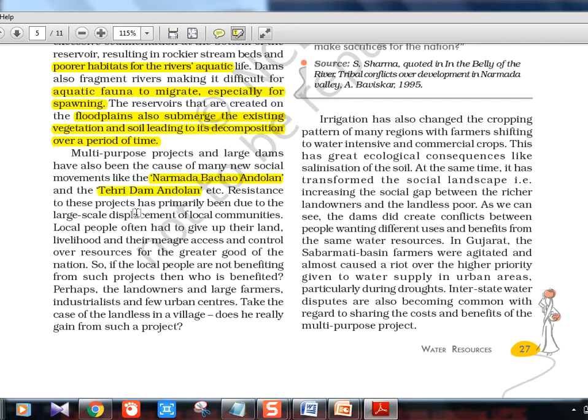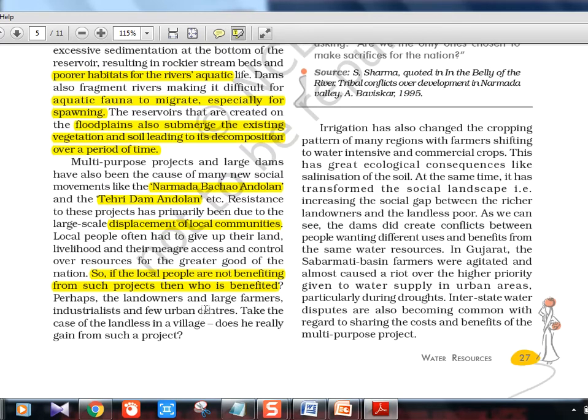Resistance to these projects has primarily been due to the large-scale displacement of local communities. When dams are created, local communities get displaced because they need to be shifted, as the land will get submerged. So if the local people do not benefit from such projects, then who benefits? They say it's a multipurpose project and many people will benefit, but if people are just being pushed away from their own houses, how will it be beneficial? So they are just telling the negative aspects here.